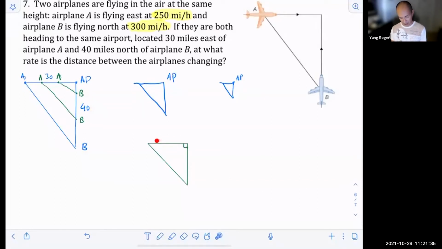Did anyone come up with a good label for this side? I mean, I would call it X because it's a horizontal thing. That's clearly a variable, right? What about this side? Is that a variable? Yes. It's a vertical thing. I call it Y. Is this length changing? Look at this diagram. Is that length changing? Yes. So you got to give it a letter. Let's call it Z. This is that snapshot drawing that I'm talking about.